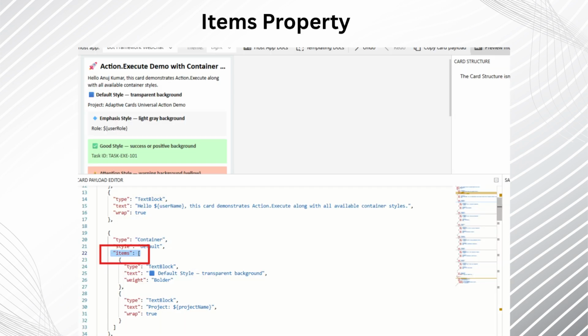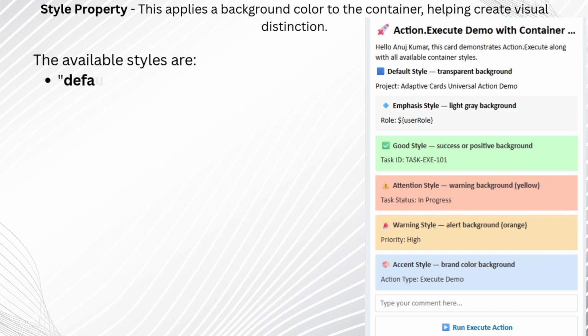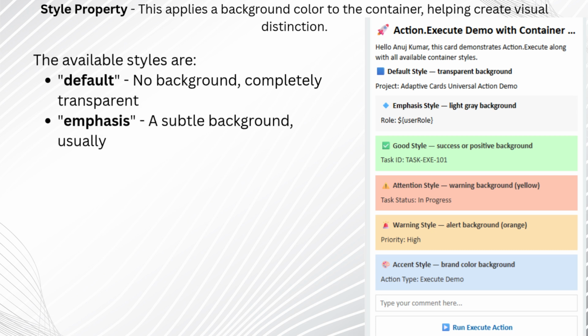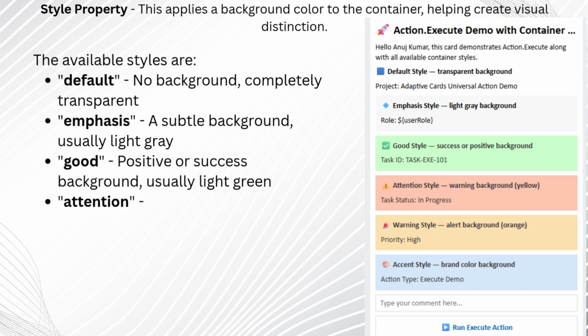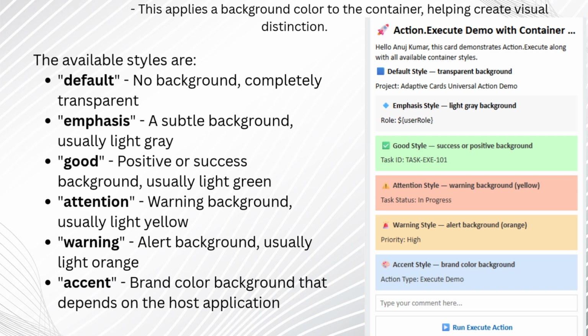Items property. This is required and contains an array of elements to display inside the container. Everything visible in your container goes here. Style property. This applies a background color to the container, helping create visual distinction. The available styles are default, no background, completely transparent, emphasis, a subtle background, usually light gray, good, positive or success background, usually light green, attention, warning background, usually light yellow, warning, alert background, usually light orange, accent, brand color background that depends on the host application.